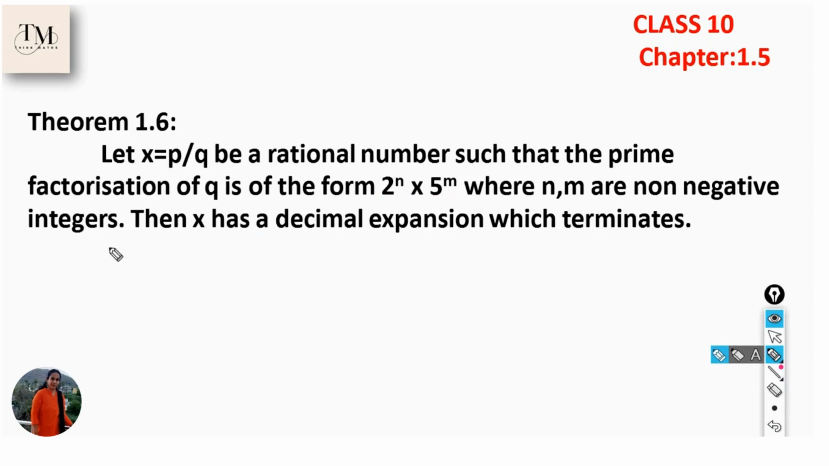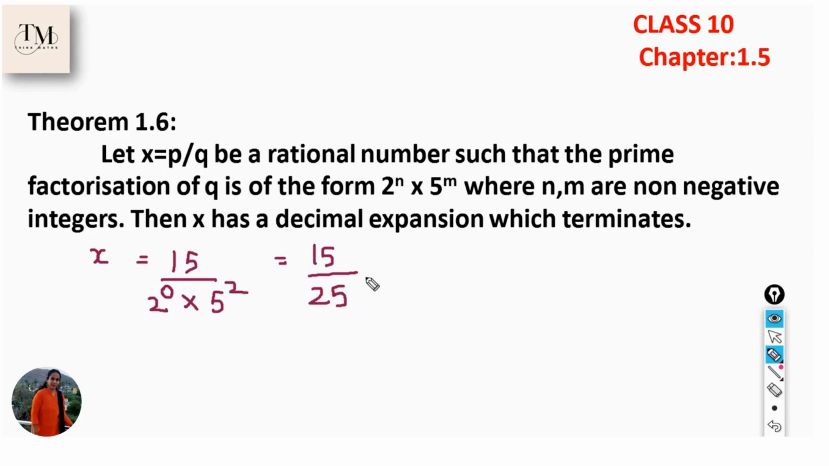Suppose I take the value x is equal to 15 divided by 2 power 0 into 5 power 2. Anything to the power 0 is 1, so n can take the value 0 also. So 15 divided by 2 power 0, which is 1, into 5 square, which is 25. So 1 into 25 is 25. So 15 divided by 25.